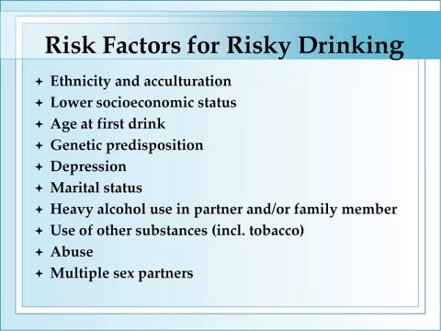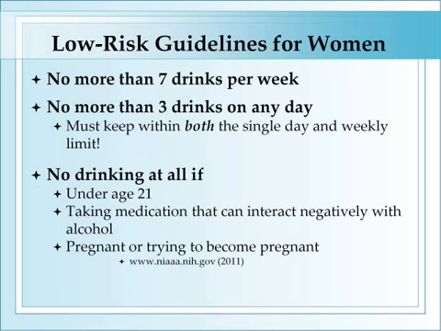Certain factors can increase the risks of developing alcohol problems, including ethnicity, age at first drink, with the greatest risk being if the drink was taken before the age of 14, mental health disorders, marital status, and use by a partner. When we think about guidelines to minimize risk, the National Institute on Alcohol Abuse and Alcoholism's recommendations for women include no more than 7 drinks per week, no more than 3 drinks on any day, keeping in mind both the single day and weekly limit must not be exceeded, and no drinking at all if underage, taking certain medications, or pregnant or trying to become pregnant. Of course, low risk does not mean no risk.